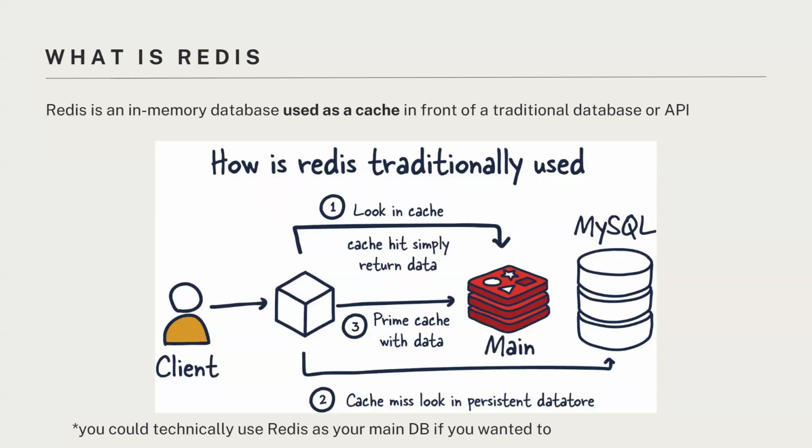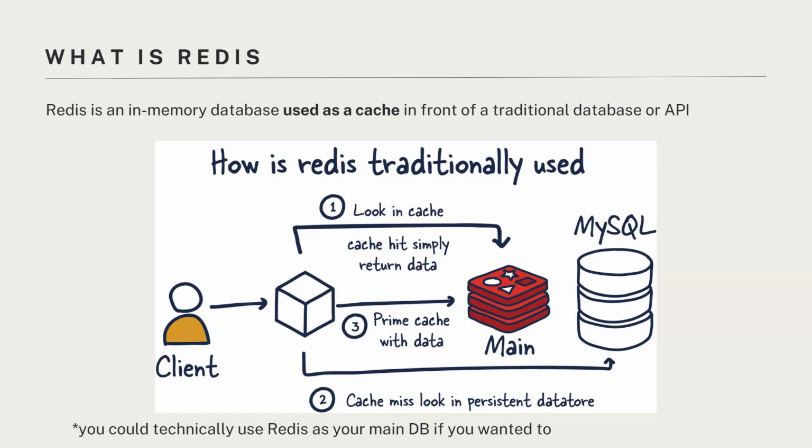So now I want to talk about what Redis is. Redis is an open source technology, which is really cool. I mean, you can go and read the source code. And it's an in-memory database that typically serves as a cache. It's kind of confusing, but it's a database that serves as a cache, used in front of whatever database or API you might be using.